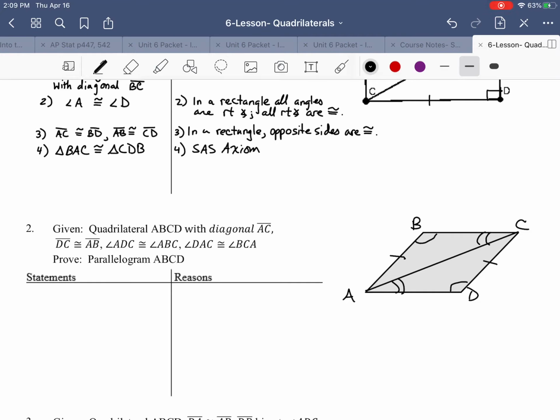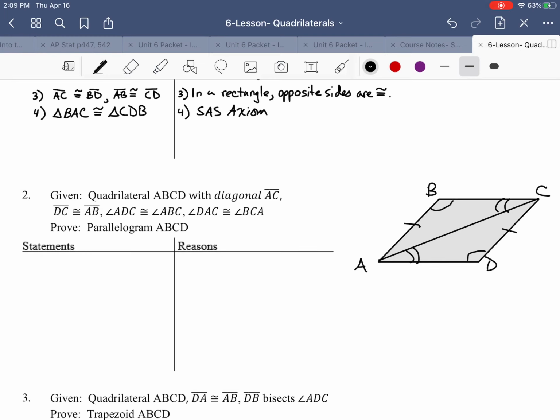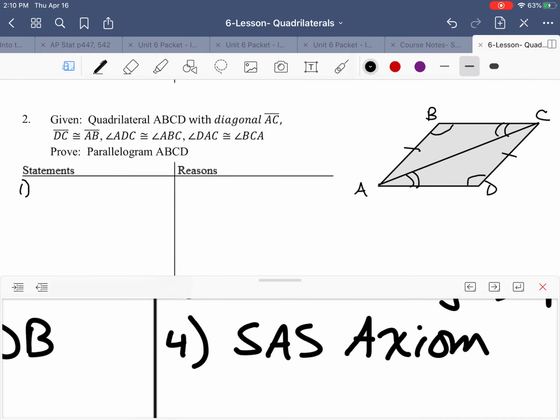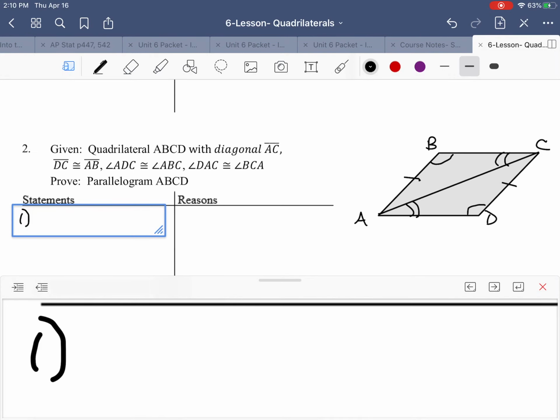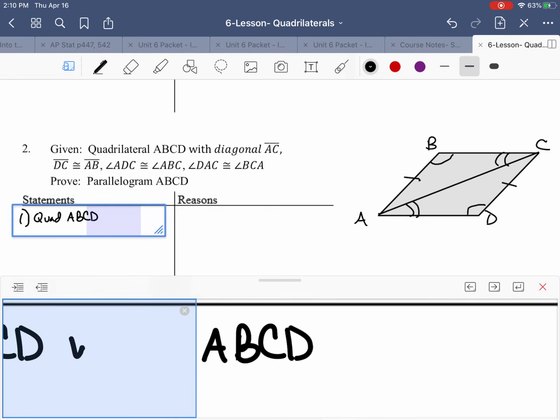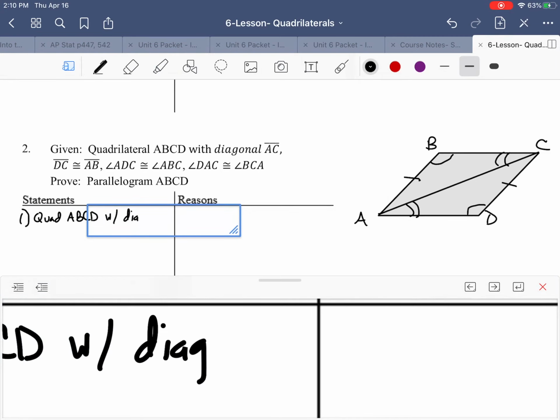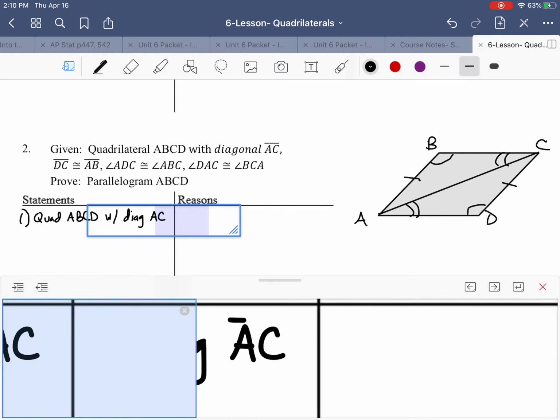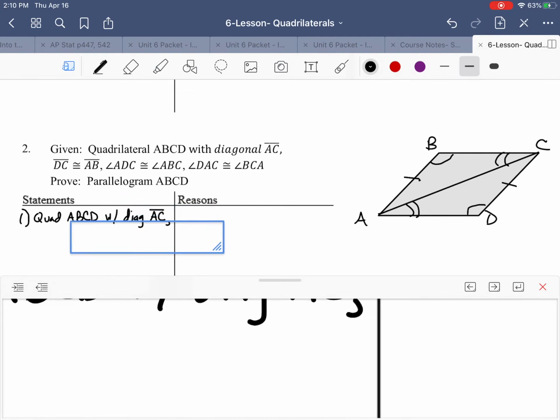All right. So, got some possibilities. Lots of possibilities. First thing I got to do is get all this given stuff in here. So, one, and I'll bring my annotation tool box up here. Quad for quadrilateral. It's not going to mean quadratic in this context. With diag. What else could that stand for in a geometry class?